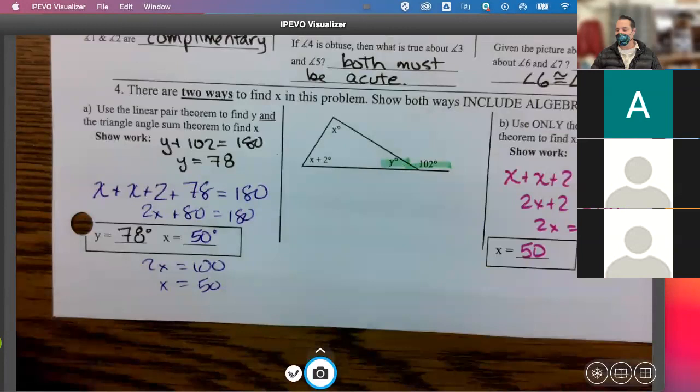Okay, you have the rest of the period to work on this packet. Please use it as a diagnostic tool to help identify what you're good with and what you need to work on for the test 1 week from today.